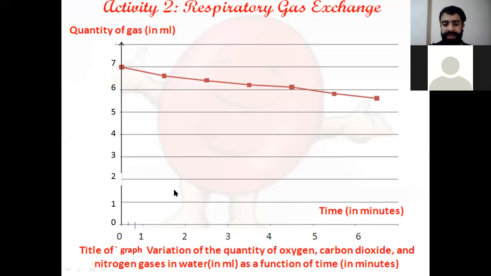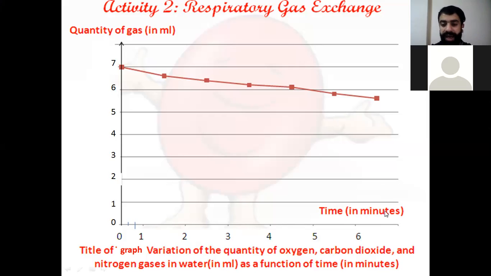Always, the graph title should be the variation of the y. Which one is on the y? The variation of the quantity of the gases. Which are the gases? Oxygen, carbon dioxide, and nitrogen gases in water, in milliliter, as a function of the x-axis. Mostly the x-axis is going to be the time in minutes. So always the title should be the variation of the y-axis as a function of that on the x-axis.